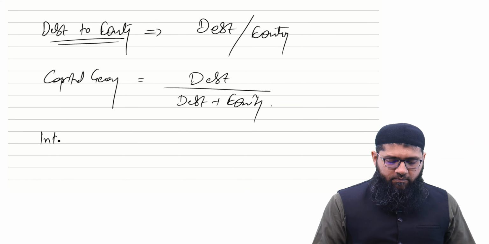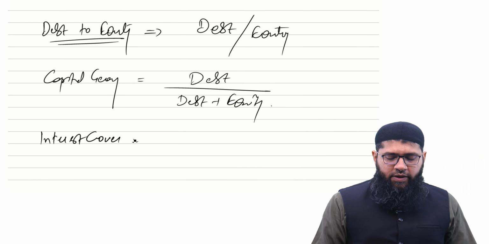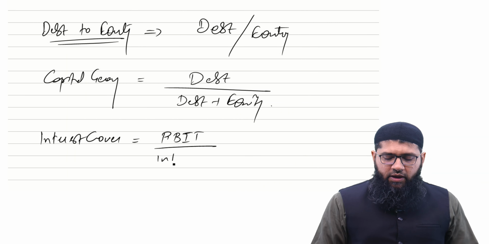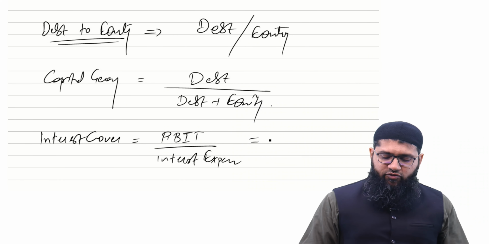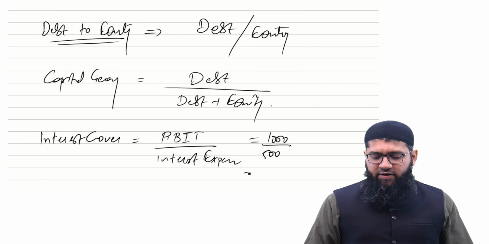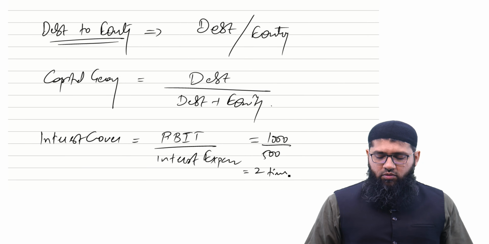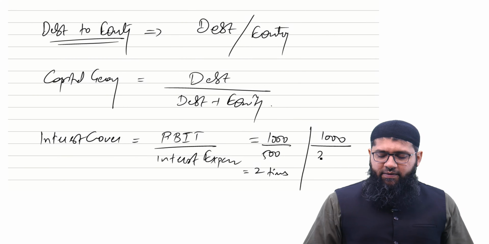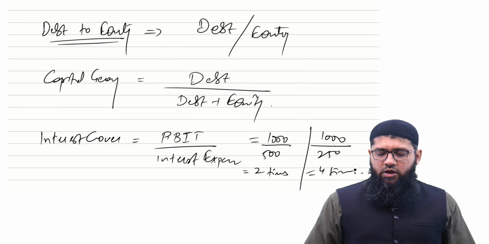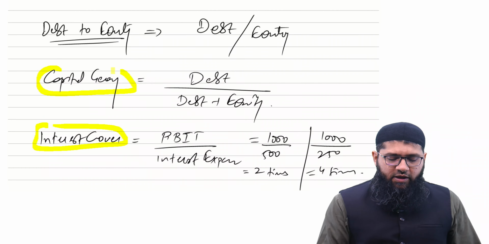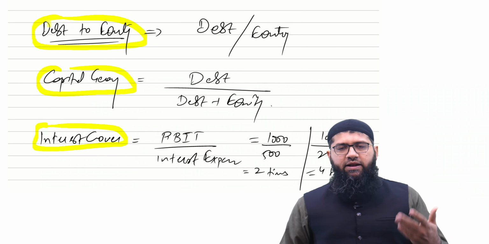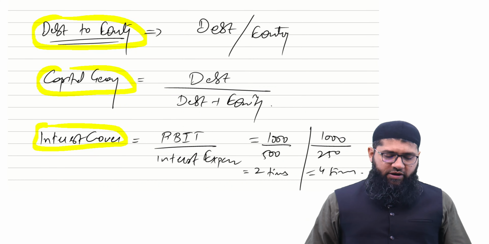Plus, you have got the interest cover ratio, which tells you how many times you could pay the interest out of the current profit. So PBIT divided by interest expense, and obviously the higher it is, the less risky the company is. So if it is 1000 divided by 500, it gives you 2 times. If it is 1000 divided by 250, it is 4 times. So the greater the interest cover ratio, the more secure a company is. Ideally, a company should have a higher interest cover ratio.